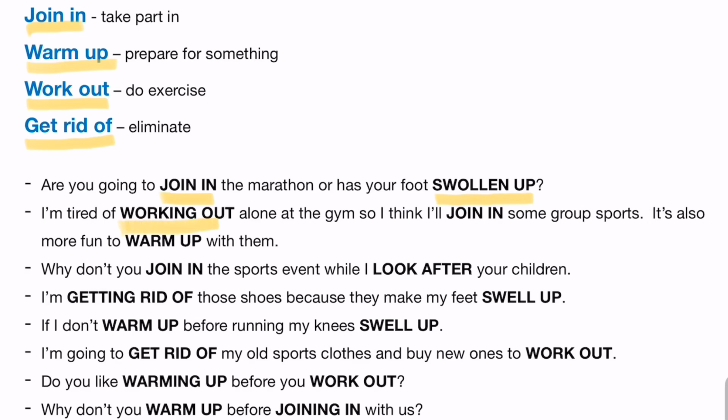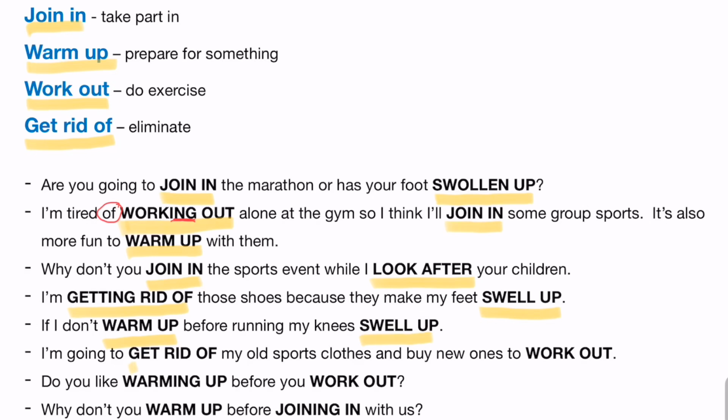I'm tired of working out alone at the gym, so I think I'll join in some group sports. It's also more fun to warm up with them. Now, again, you'll notice that tired of has a preposition. As a consequence, it's followed by a verb in the ing form. Why don't you join in the sports event while I look after your children? I'm getting rid of those shoes because they make my feet swell up. So I'm eliminating those shoes because my feet get swollen. If I don't warm up before running, my knees swell up.